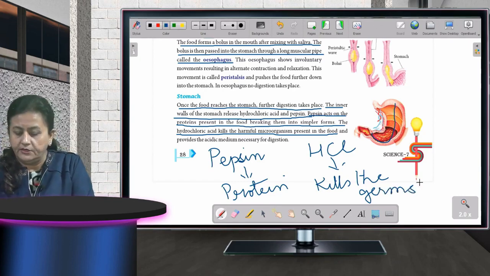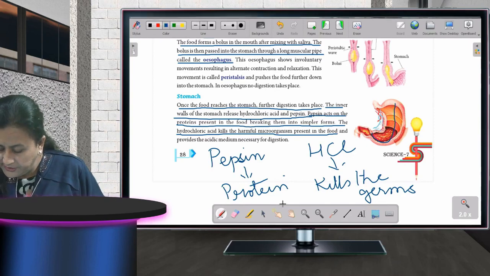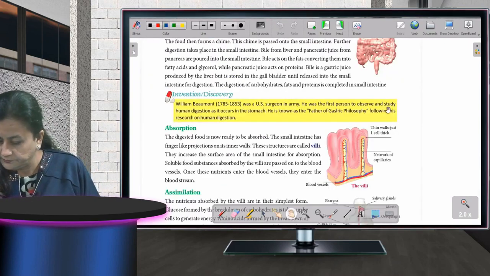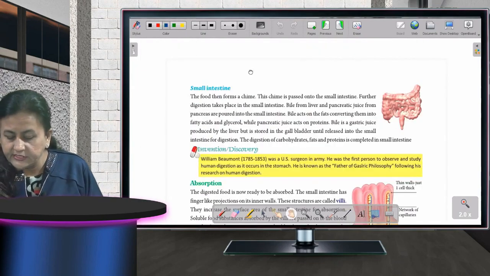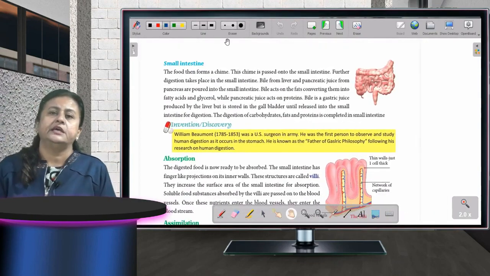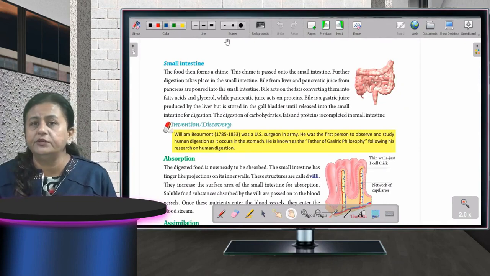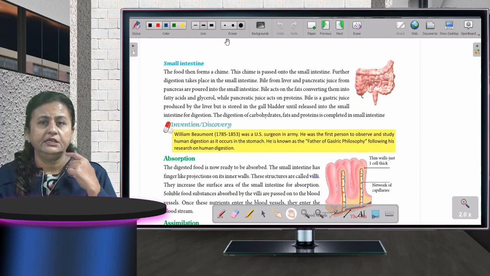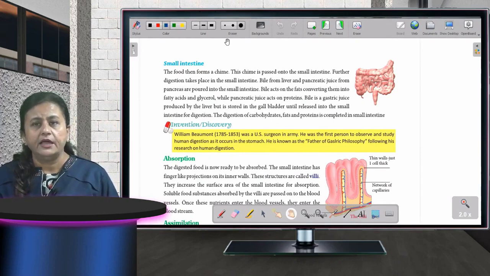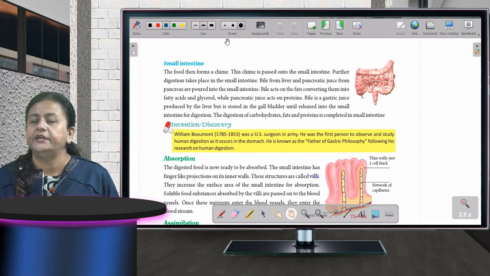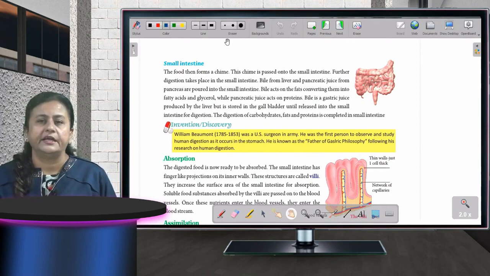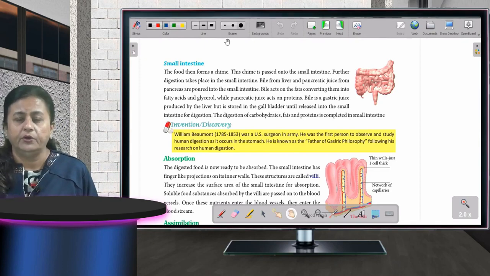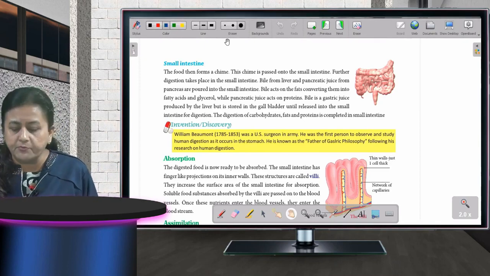Fine. Now, come to the next page. You all can see the small intestine. After this, the food is entering into the small intestine. First it was in the mouth, then the esophagus, then the stomach, and after that it is entering into the small intestine. Here, this is the most important part, okay. Everything is happening in the small intestine.